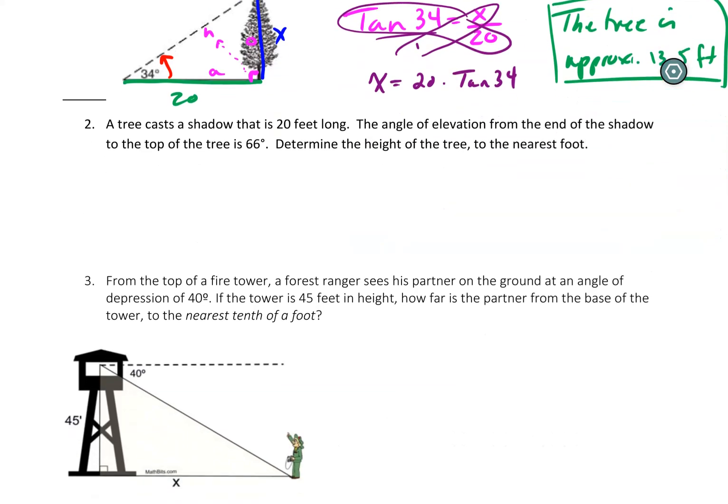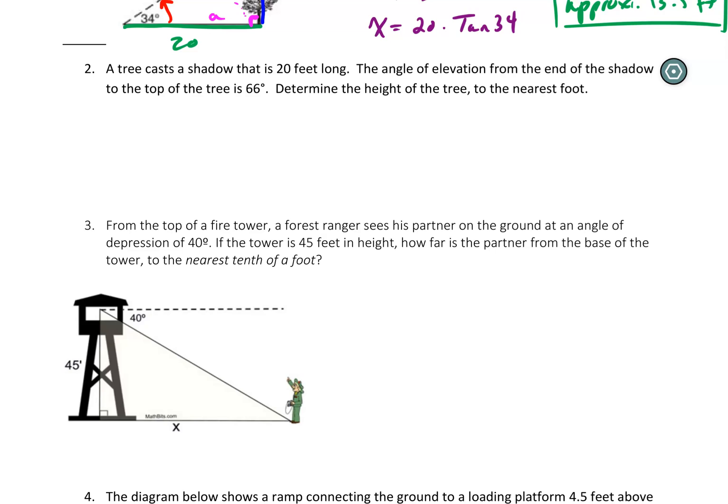Let's look at example number 2 here. So we have a tree casts a shadow that's 20 feet long. So I've got to go plug that into my diagram, but I notice I don't have a diagram. So that sometimes makes these a little trickier. So I'm just going to sketch. Doesn't have to be perfect. Just going to set the situation.